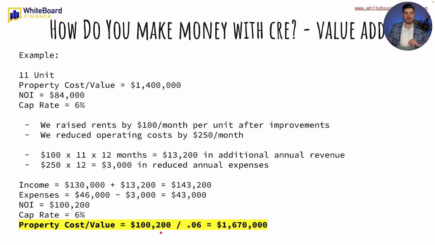So our $100,200 divided by 0.06, our cap rate, now gives us a property value of $1.67 million. So this property, before all these improvements, used to be worth 1.4. Now it's worth over $250,000 more just by getting new management in place and also by raising the rents by $100 a month on 11 units. So that's just an example I came up with just for the sake of simplicity.